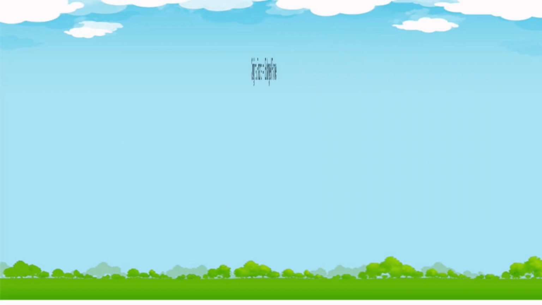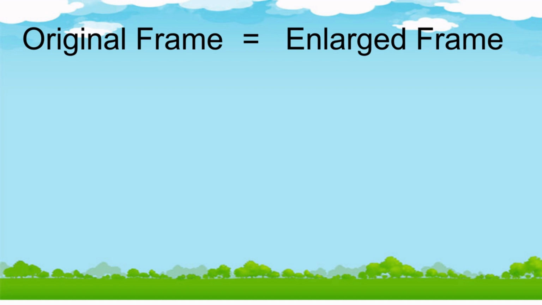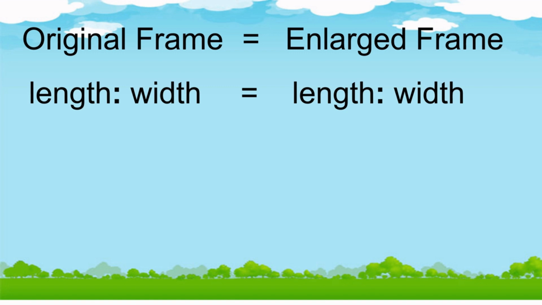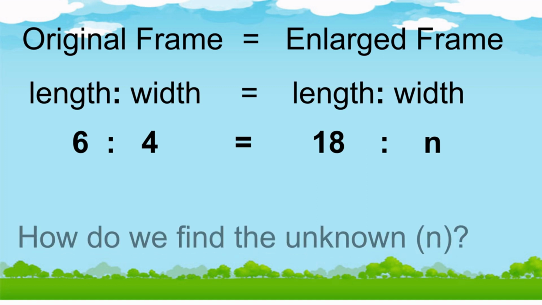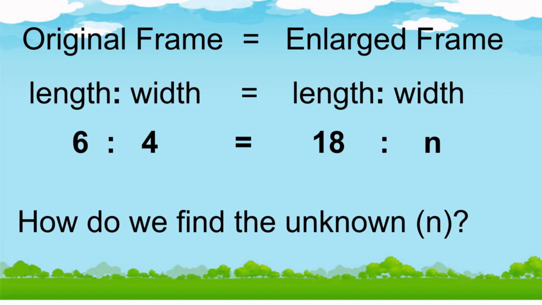So, let's find the unknown measurement of that picture frame. Let us put it in the table. We have original frame is to enlarged frame, with a ratio of length is to width equal to length is to width. The measurement of the original frame is 6 inches is to 4 inches, equal to 18 inches is to n. N is the unknown. So, how do we find the unknown, or the n? We will find the missing term in a proportion.